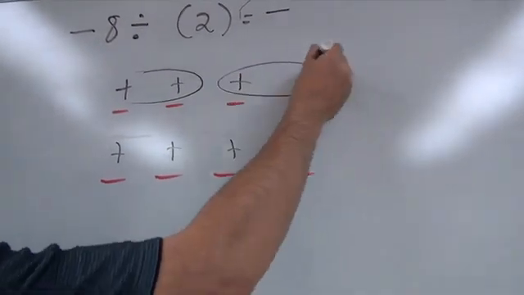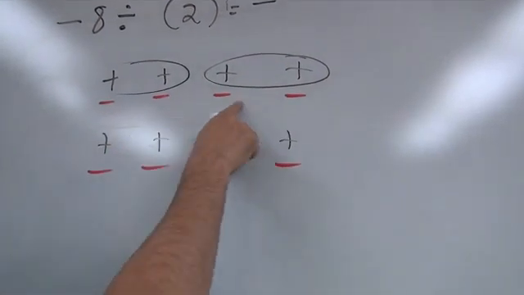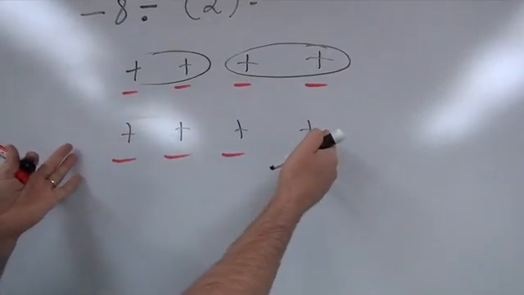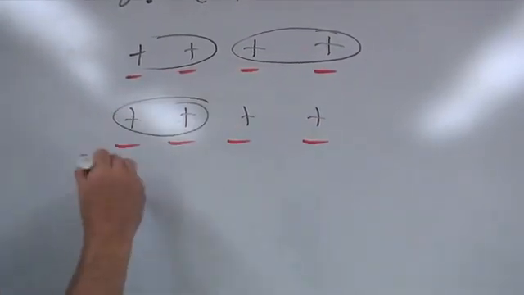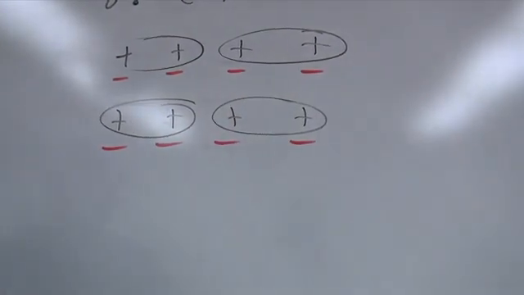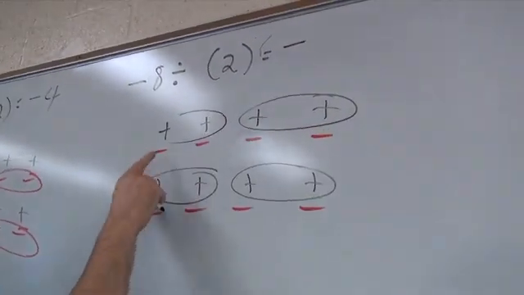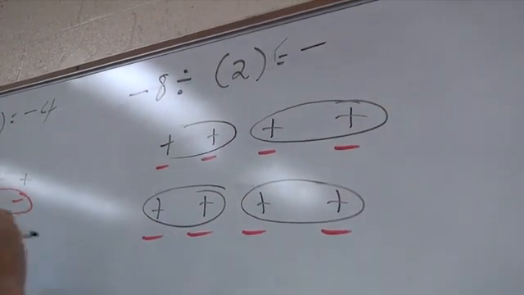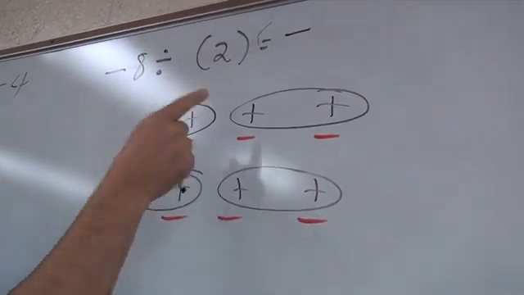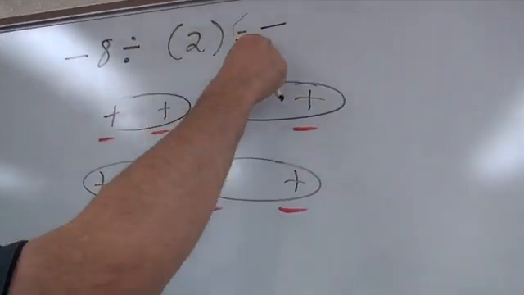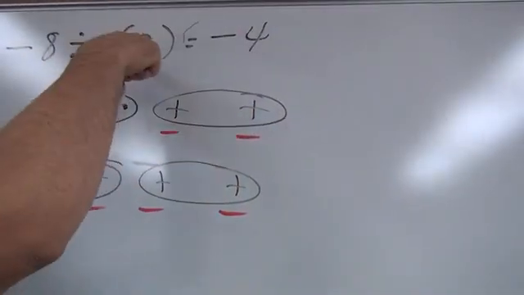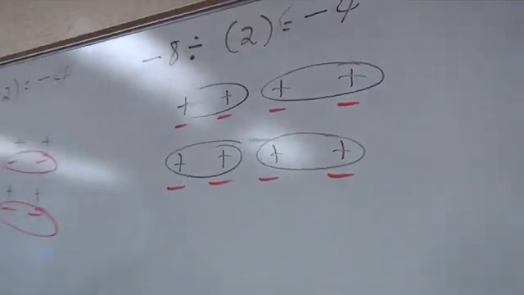I'm going to take off 2 positives. That leaves me with 4 negatives and a bunch of zeros, still not negative 8. Take off 2 more, take off 2 more. Now when I take off all those positives, I'll be left with 8 negatives. That's what I wanted to do. How many positives did I have to take off? I had to take off 4 copies of 2 in order to get negative 8.